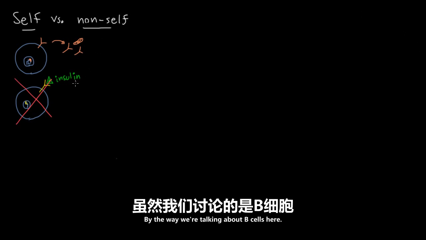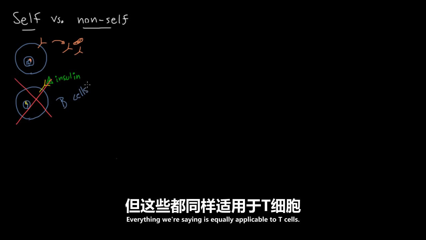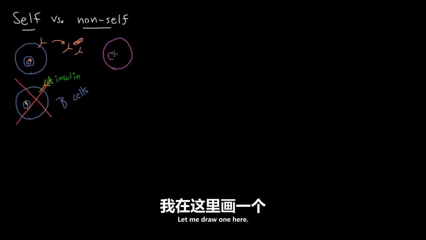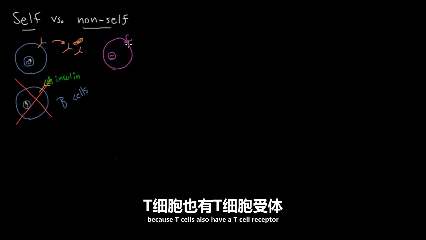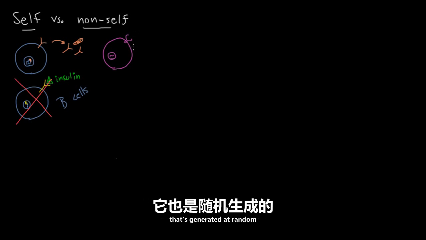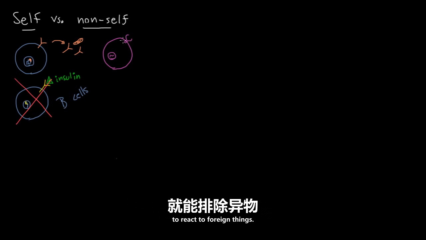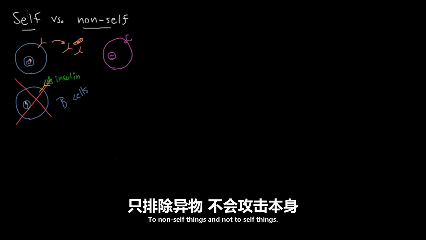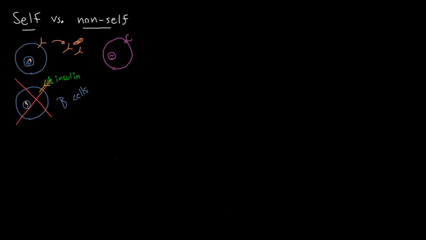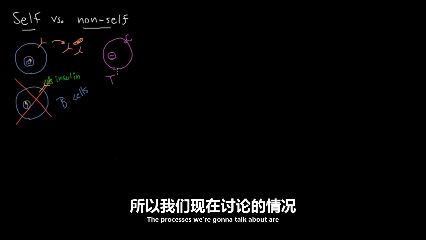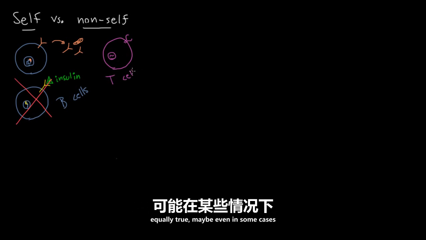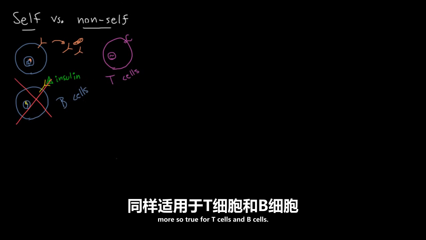And by the way, we're talking about B cells here, but everything we're saying is equally applicable to T cells. So let me draw one here. It's equally applicable because T cells also have a T cell receptor that's generated at random, and you only want that T cell receptor to react to foreign things, to non-self things, and not to self things. So the processes we're going to talk about are equally true, maybe even in some cases more so true for T cells than B cells.